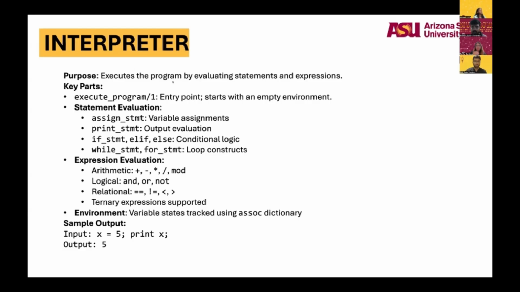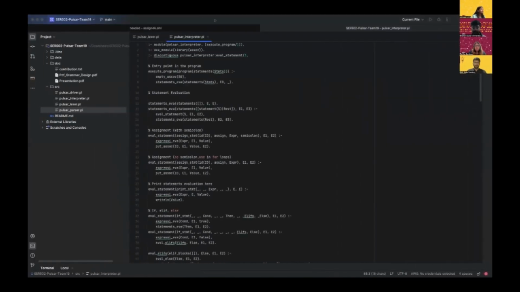Yeah, moving on to the interpreter. The purpose of this is that it executes the program by evaluating statements and expressions. Key components are execute program, which is the entry point and starts with an empty environment; statement evaluation, with variable assignments, print statements, conditional logic, and loop constructs; and expression evaluation, where arithmetic, logical, relational, and ternary expressions are supported. This is basically the sample output for an input. Quickly moving on to the code.